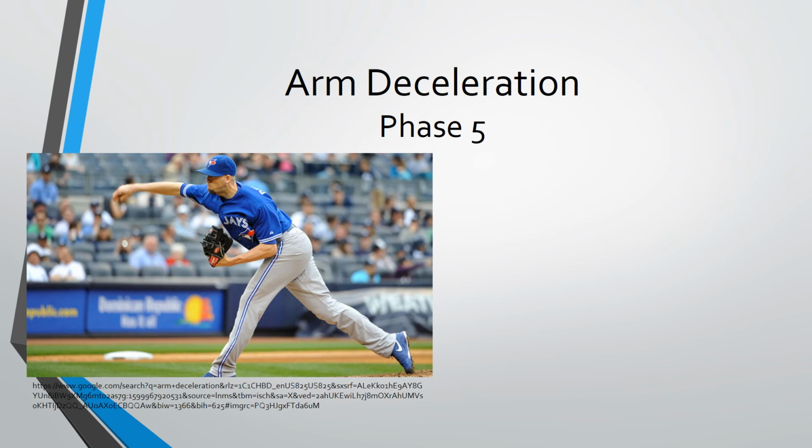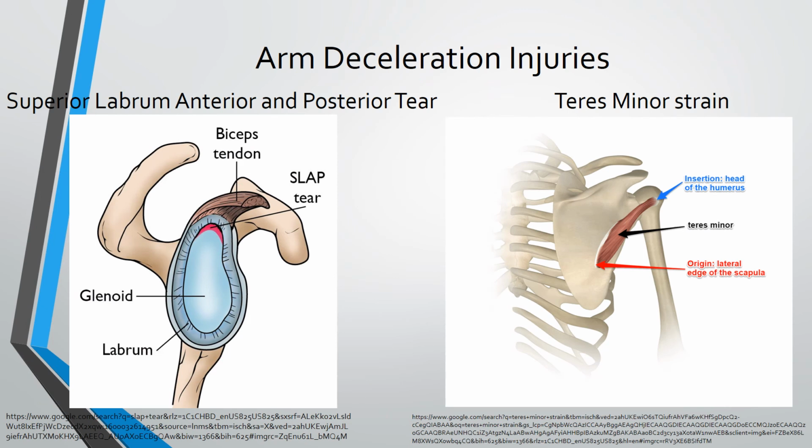The fifth phase is the arm deceleration phase. Arm deceleration injuries include superior labrum anterior and posterior tear, which is a SLAP tear, and also a teres minor strain. This can occur from the slowing of the eccentric contraction of the teres minor.